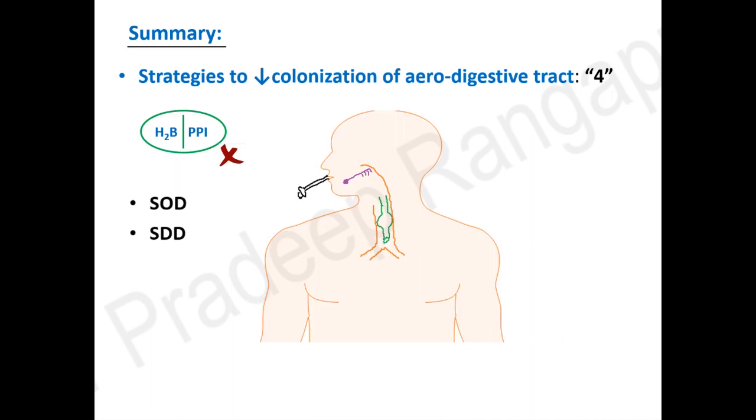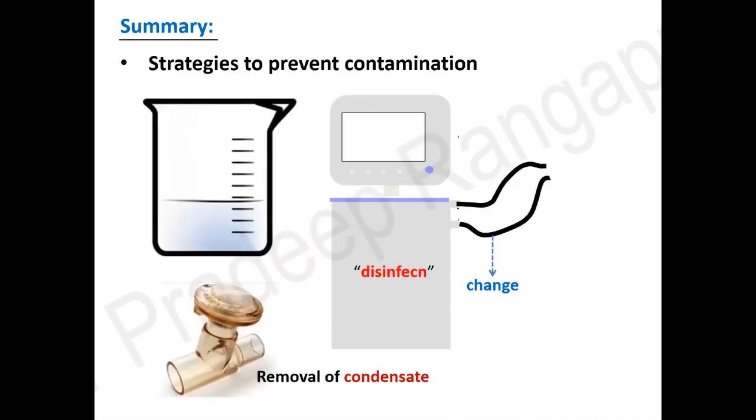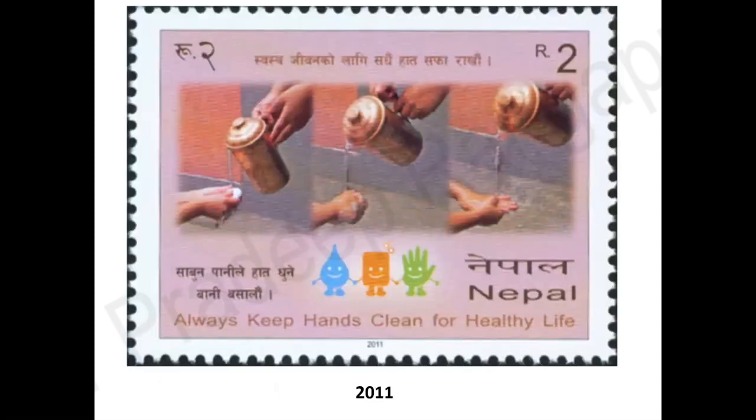And the fourth pillar is preventing the contamination, or decontamination, of all the equipment that is used, using sterile water and changing the tube when it is soiled, surface cleaning of the ventilator, and removal of condensate.